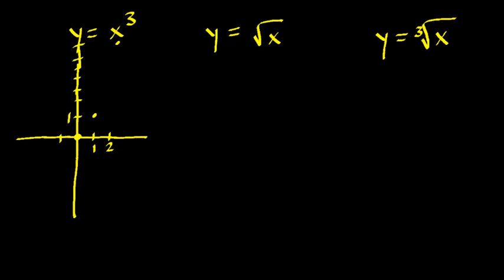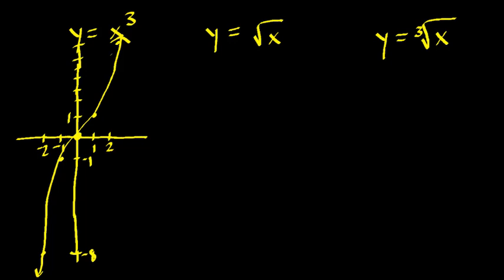Now when x is -1, -1 cubed is -1. And when x is -2, we're down at -8. So the cubic function looks something like this. And again, some key points are 0, 0, 1, 1, -1, -1, and 2, 8, as well as -2, -8. Now let's look at the graph of y equals square root of x.